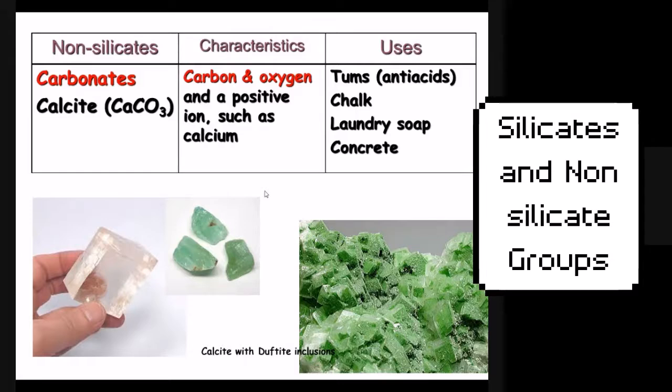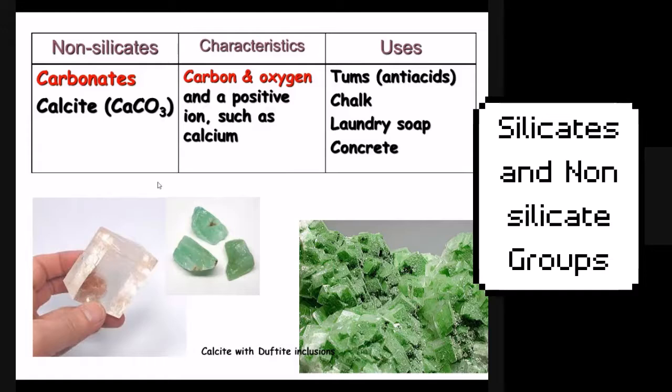For calcium carbonate or something like that. That's a real thing as well. Now, what do we use carbonates for in everyday life? Tums, they're antacids, chalk, laundry soap, concrete, neat light tricks. So calcite can actually bend light in an interesting way, diffraction.